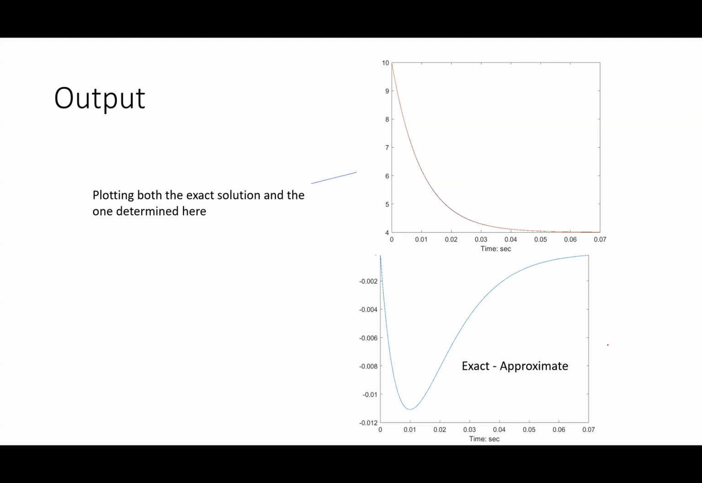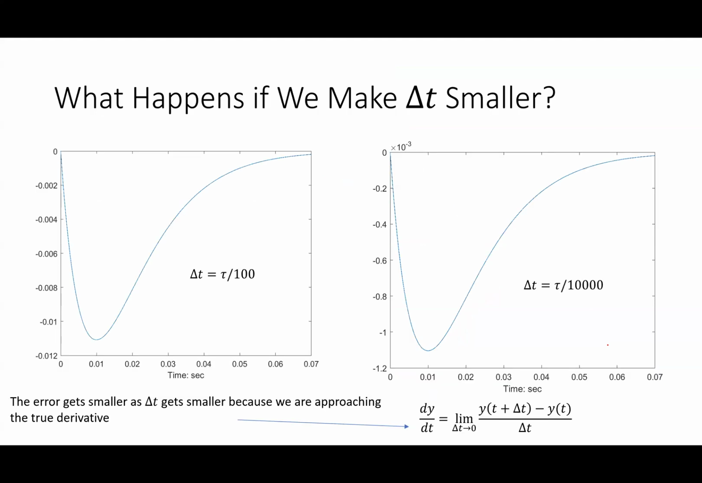Why is there an error? Because you assume that delta t is equal to its limit definition. I basically got rid of the limit and just assumed, well, I probably made the delta t small enough, right? What happens if I make the delta t even smaller? Less error, right? I make the delta t smaller. So this was tau divided by 100. That's tau divided by 10,000.